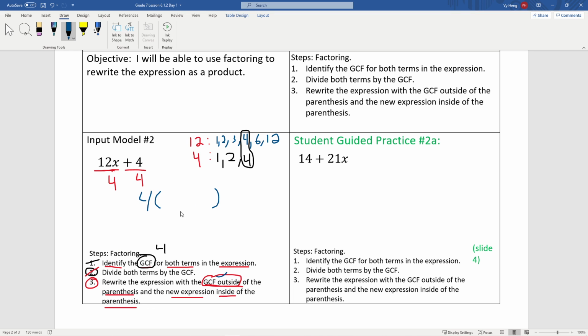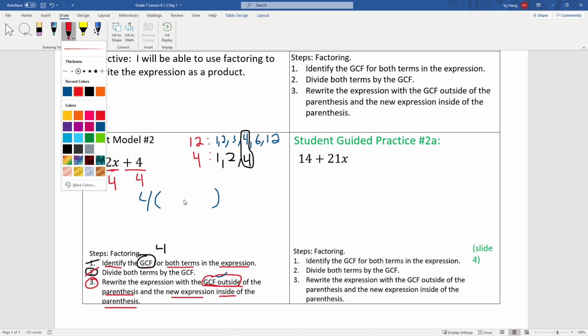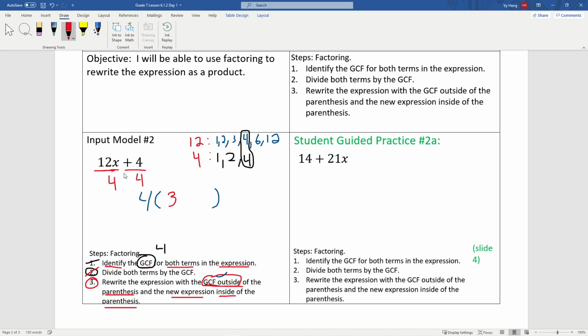So what goes inside here? Well, what's 12x divided by 4? 12 divided by 4 is going to be what? It's going to be 3, right? But because there's an x here, you're going to go ahead and write the x. And then what's 4 divided by 4? It's going to be 1. But remember, you have to put that positive, right? Or it's going to look weird.